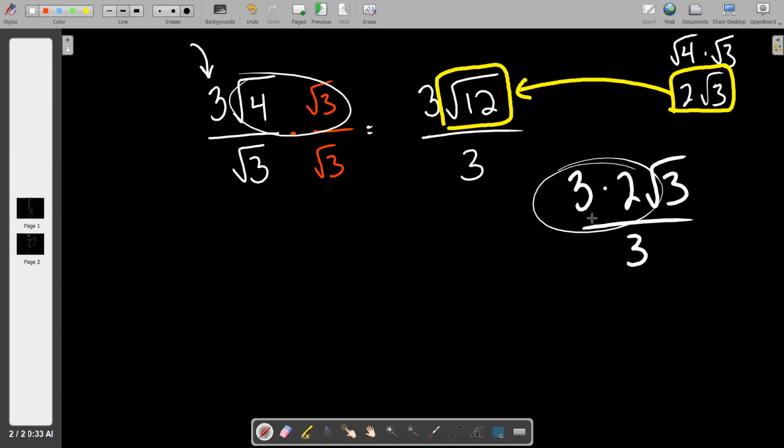I always call these guys the jailbreaks, the guys I've circled up there. They're the guys that kind of made their way out of the rootville. And what's 3 times 2? So I'm going to get 6 root 3 over 3. And then you're just going to reduce. Not the root, he's off limits, but just the numbers in front.